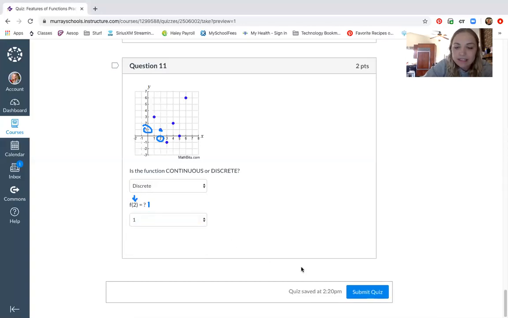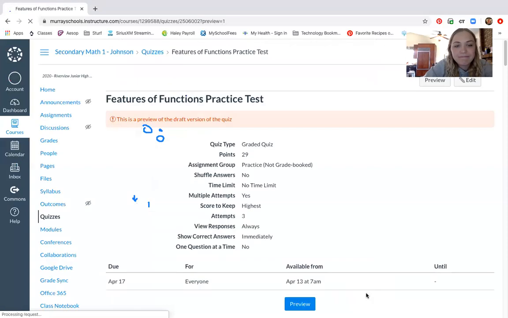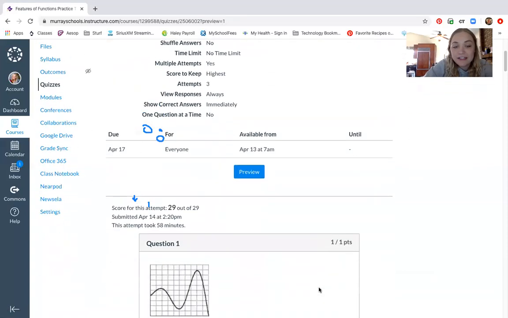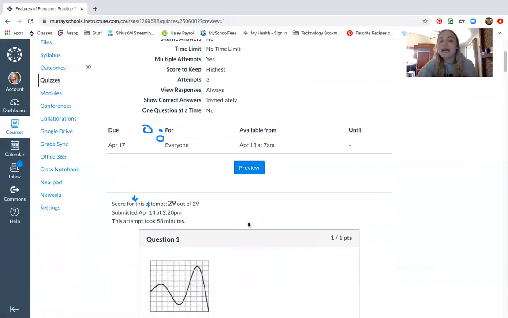Yay, we won this quiz. Let's see how we did. I don't actually know what happens if I push submit. Maybe it tells me I got a score. It does not. Okay, whatever it did, that's great. Oh, we got 29 out of 29.